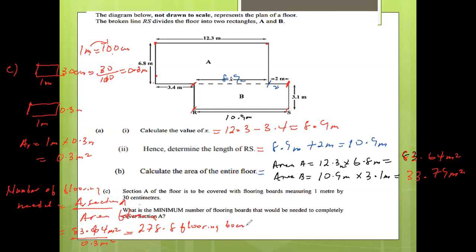Now, so this one here, what will I do? This was the minimum. What will I do with this figure now? Anybody want to help me? I'll round it off to what? 279, right? 279. That's the minimum number of flooring boards that we need. The minimum. So it means you can buy a little bit more because some of them will break. But the minimum you need would have been 279 flooring boards.